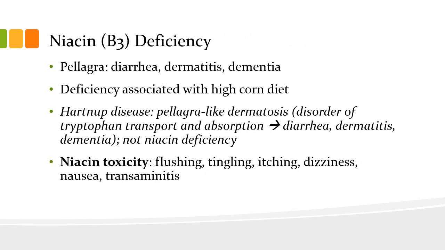Deficiency in niacin, or B3, is associated with pellagra, which is diarrhea, dermatitis, and dementia. The buzzword of a diet containing a lot of corn indicates a setup for a niacin deficiency. Patients with Hartnup disease can have pellagra as well, but this is from an issue with tryptophan transport and absorption. Niacin toxicity causes flushing, tingling, itching, dizziness, nausea, and transaminitis.